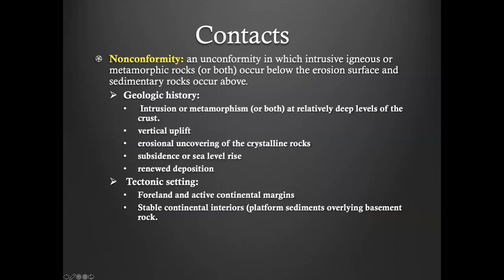And the third unconformity is a nonconformity. This is an unconformity in which intrusive igneous or metamorphic rocks, or both, occur below the erosion surface and sedimentary rocks occur above. Again, geologic history, we have intrusion or metamorphism or both at relatively deep levels of the crust. We have vertical uplift, which has raised these things up to Earth's surface. Then there's erosional uncovering of the crystalline rocks. There's subsidence or sea level rise, and then renewed deposition.